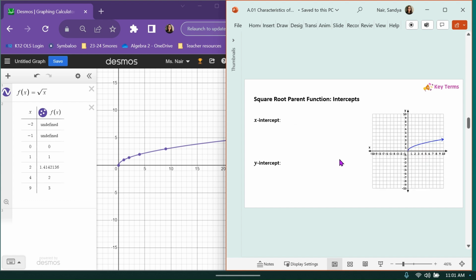So let's look at the intercepts of the square root parent function. The square root parent function actually intersects both the x and y axis at the origin. So the x-intercept and the y-intercept are both going to be at 0, 0.